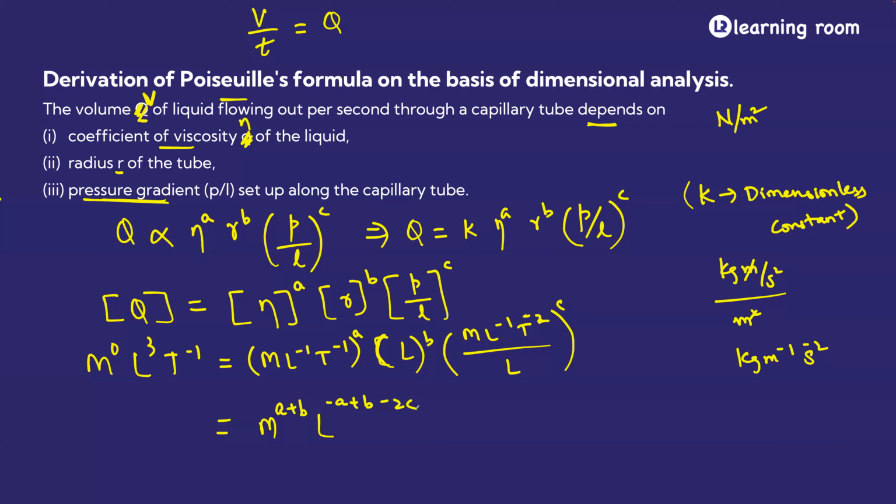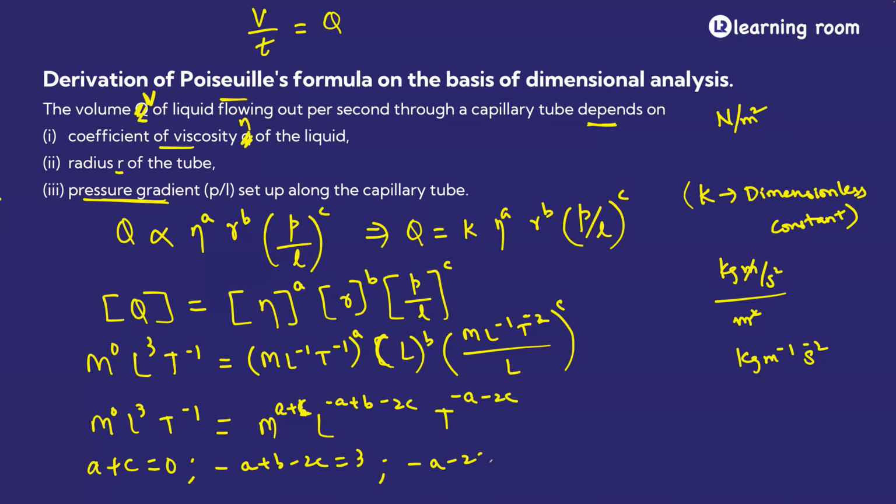Oh, A plus C, sorry. Yeah. M power A plus C and L power minus A plus B minus 2C. Right. Then T power minus A minus 2C. This is going to be M0 L cube T minus 1. So what will you write? A plus C is equal to 0 and minus A plus B minus 2C is equal to 3 and minus A minus 2C is equal to minus 1.